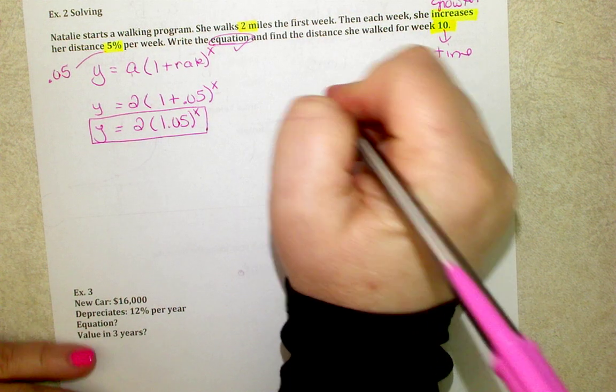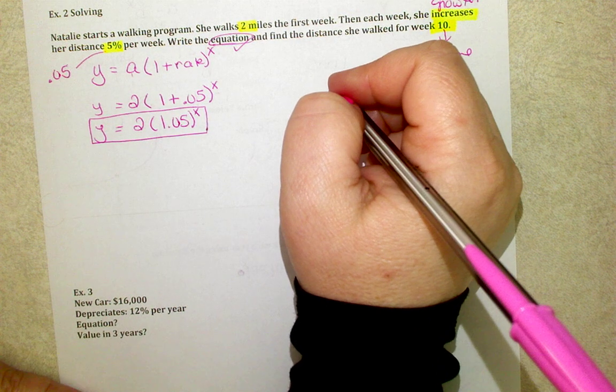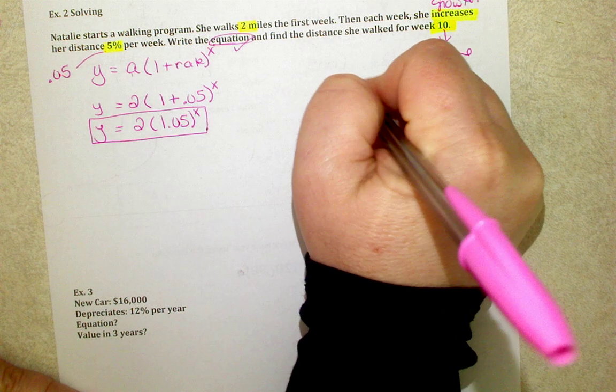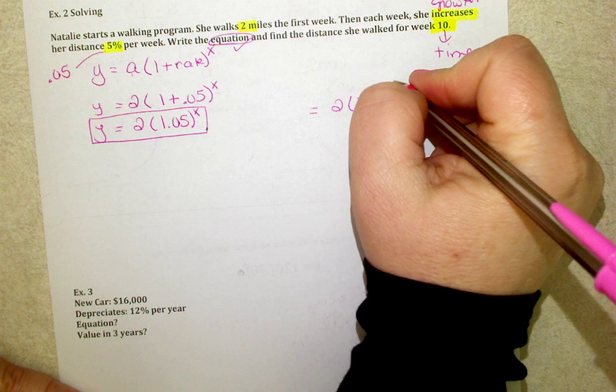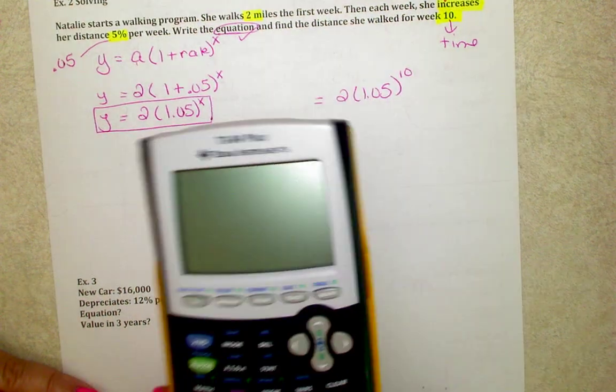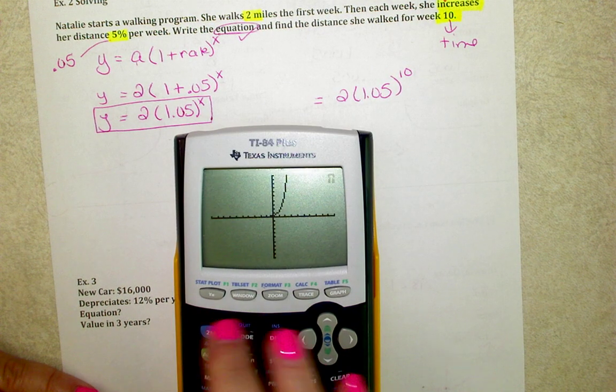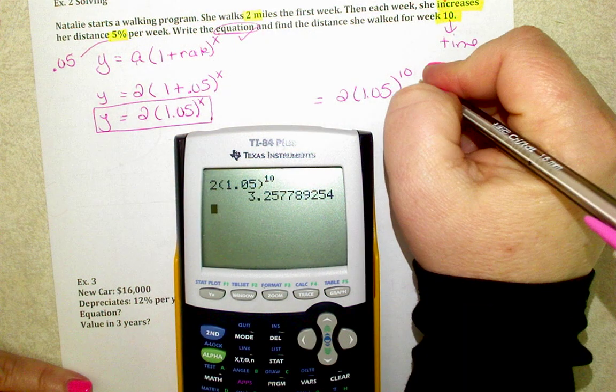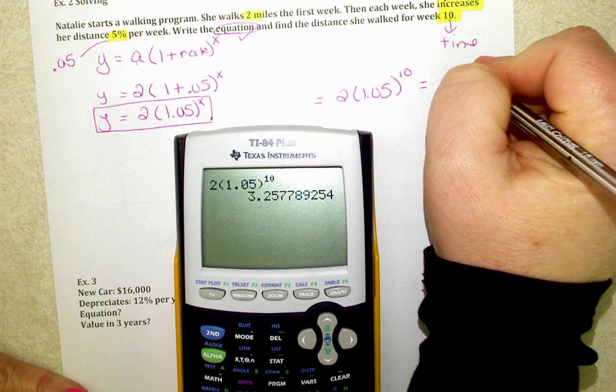So in place of the x, we're going to put a 10. So we got 2 times 1.05 raised to the 10th. So week 10, she was walking about 3.3 miles.